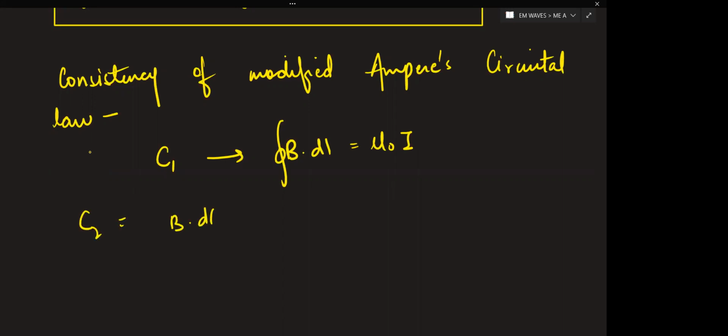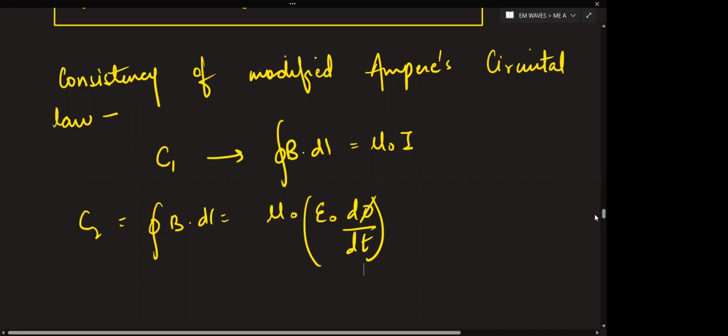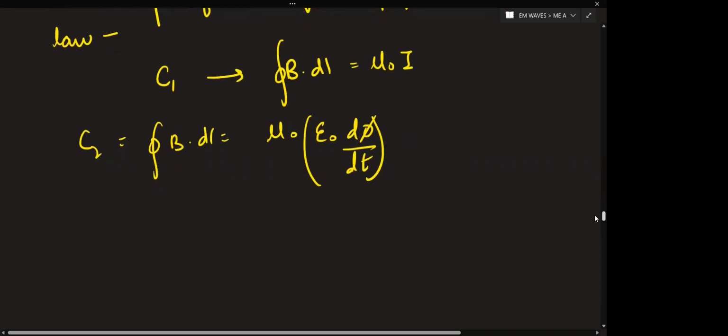B dot dl will be equal to what? Mu naught times that current that we have, displacement current, whose formula is epsilon naught d phi over dt. Got it? Here this is conduction current. This time it will be displacement current for C2. Why are we calling it displacement? Displacement term is used, no? Because this is due to the drift of the electron. This is caused by the drift of the electron. That's why we name this as displacement current.